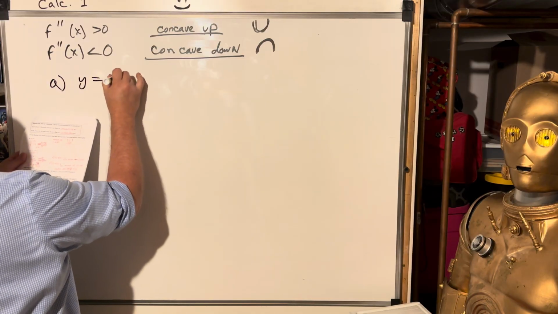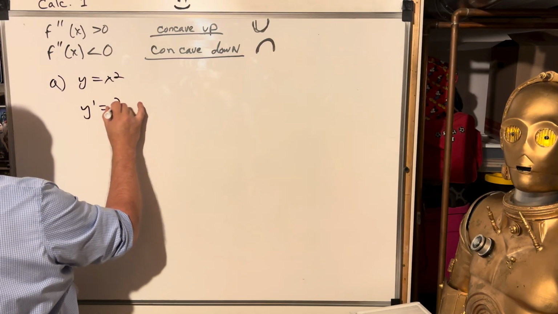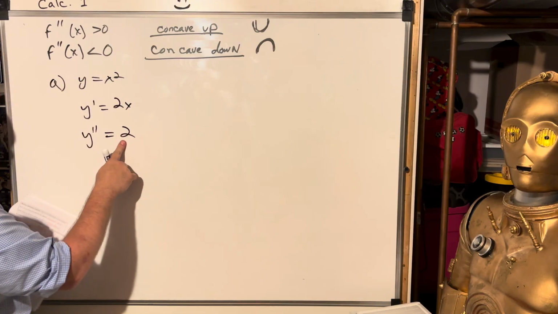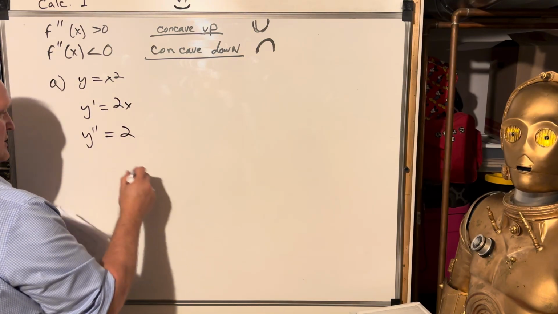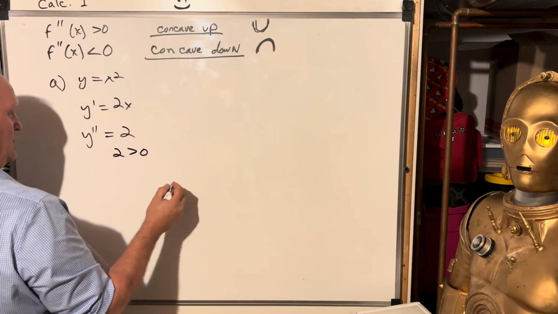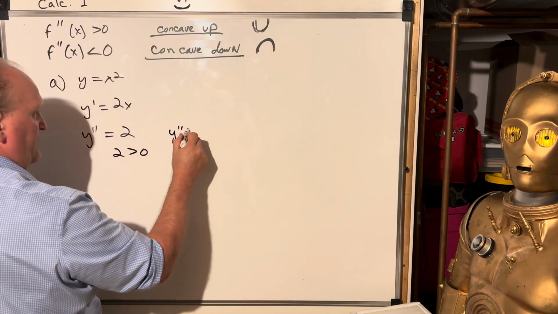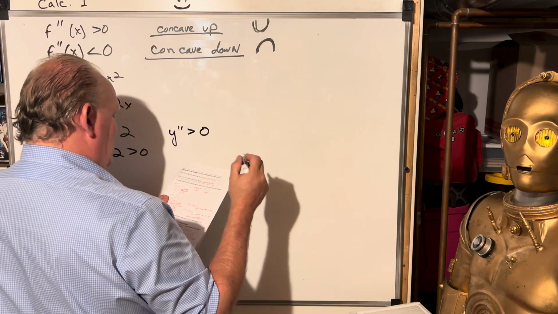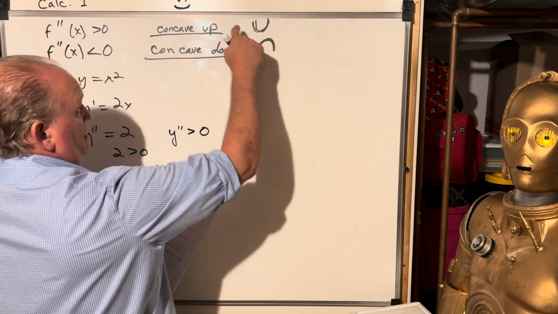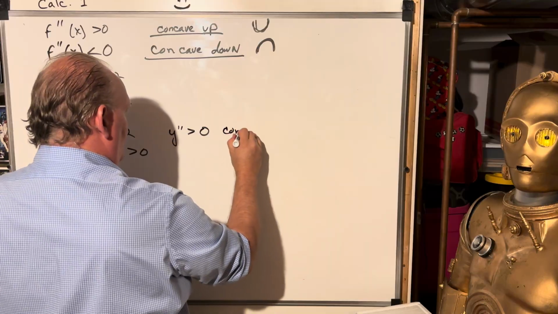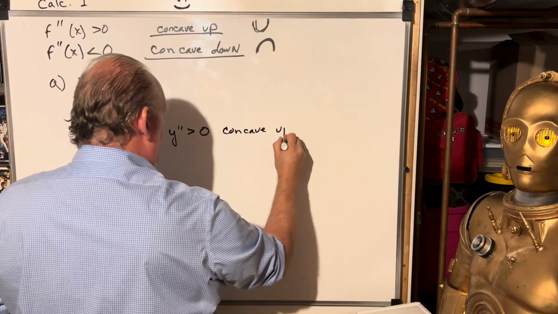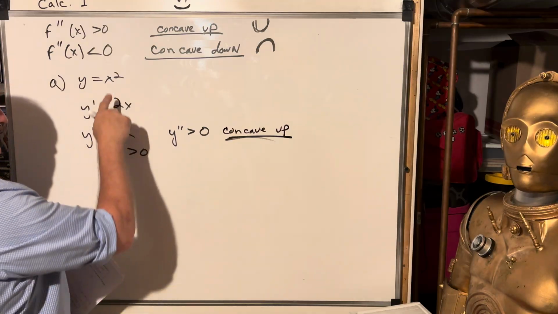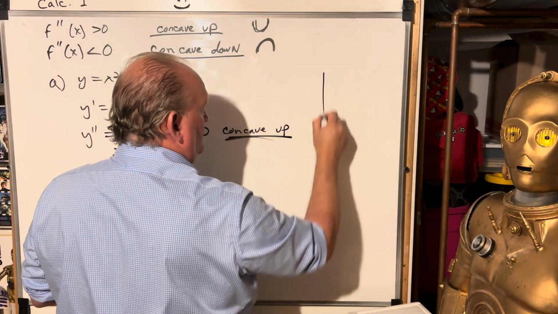y is equal to x squared. The first derivative of that is 2x. The second derivative is 2. Well, 2 is a positive number, so 2 is greater than 0. So if the second derivative is greater than 0, we're talking about concave up, pretty much on the entire interval of the graph. There aren't any inflection points.